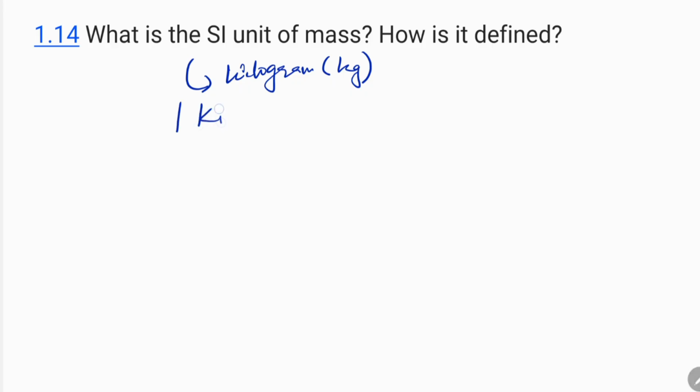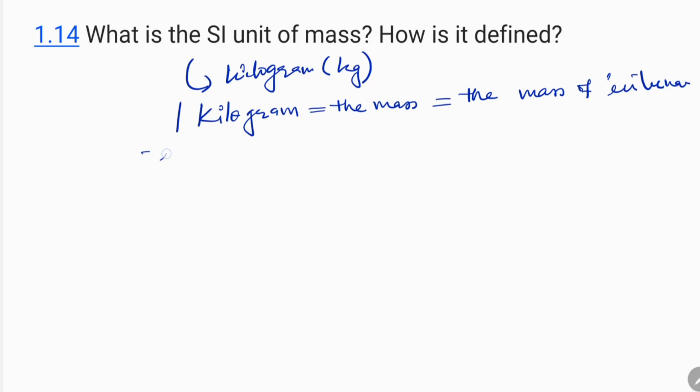1 kilogram is defined as the mass that is equal to the mass of the international prototype of the kilogram. So this is how you can define kilogram.